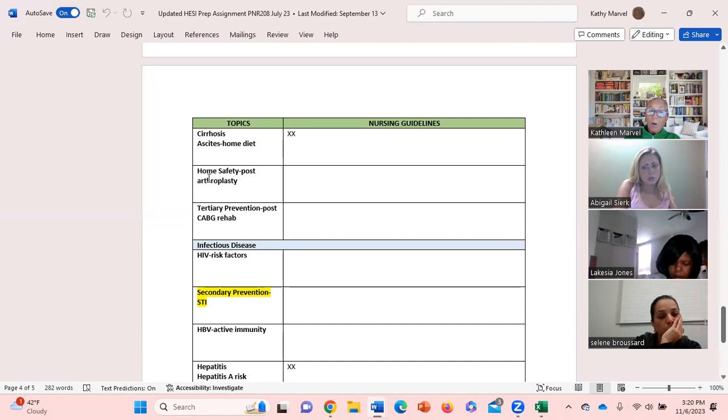Home safety post arthroplasty. What does that look like? Post CABG. This is all the med-surg part of it. Does that make sense?